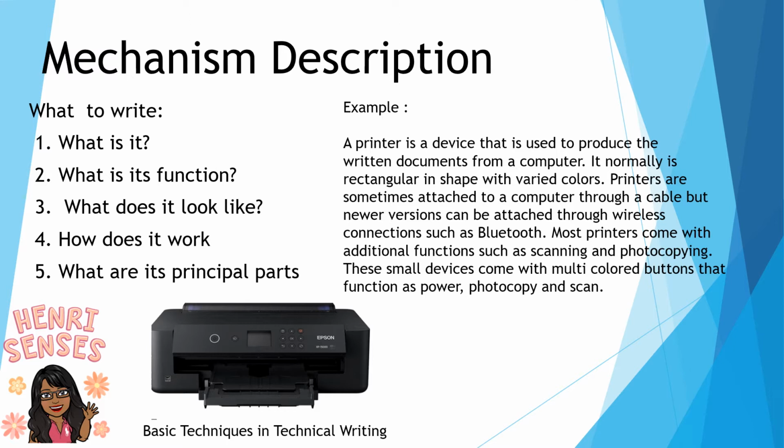Now, in this kind of technical writing, I have here an example, which is all about a printer. On the screen right now, we have a printer. Here is an example I have written about mechanism description. Notice that in this example, we first talk about what is being discussed. So, a printer. Let me just take note here. A printer is a device. So, it is going to answer what is it.